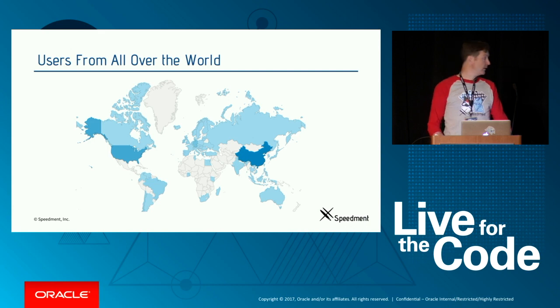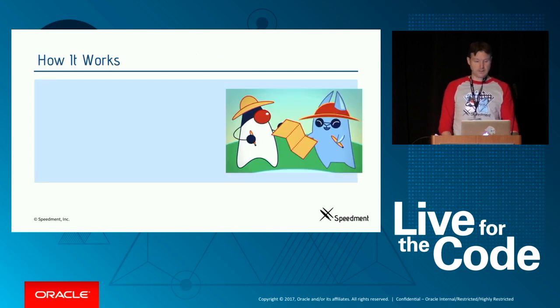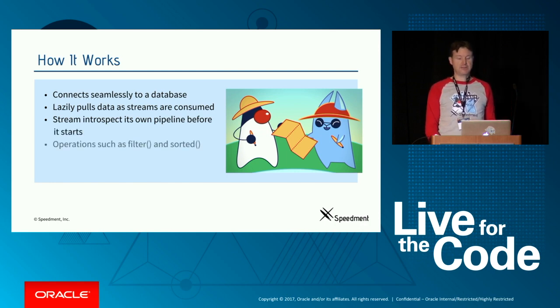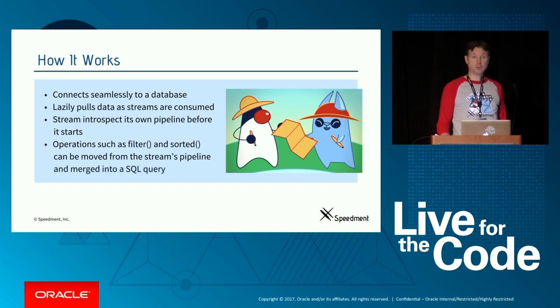Speedment is used everywhere in the world, in particular in the US, Germany, and China. But pretty much everywhere. And how does it work? It connects seamlessly to the database. It pulls in data as streams are consumed. And streams introspect their own pipeline before they start. That is how operations like filter and sorted can be moved into the stream's pipeline and merged into the SQL query.